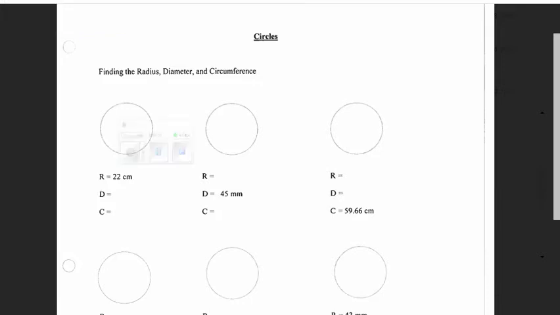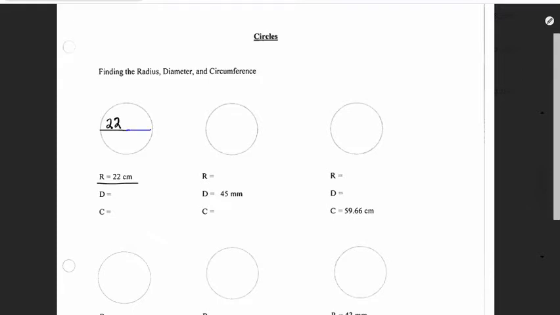Okay, let's take a quick look at circles, radius, diameter, and circumference. I'll add in area after this one. But when we're looking at the radius, what a radius is, is just halfway across a circle. So they're saying that that's 22, right there, 22 centimeters.